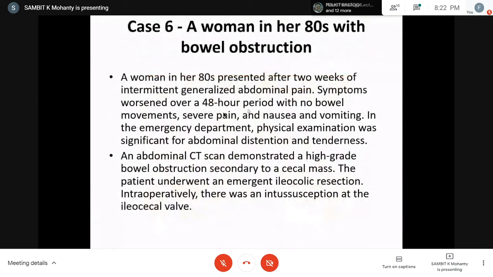There's a woman in her 80s with a bowel obstruction who presented with 2 weeks of intermittent generalized abdominal pain. Symptoms worsened over 48 hours with no bowel movement, severe pain, nausea, and vomiting. She was admitted to the emergency department with abdominal distension and tenderness with obstructive symptoms. A CT scan showed a high-grade bowel obstruction secondary to a cecal mass, and the patient underwent an emergency ileocolic resection, and intraoperatively there was an intussusception at the ileocecal valve.